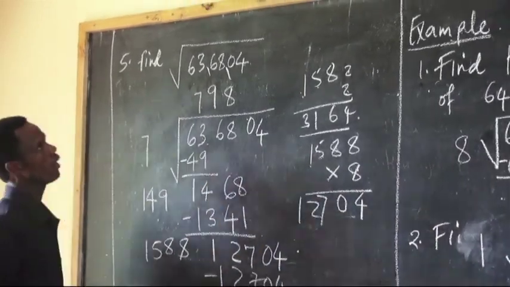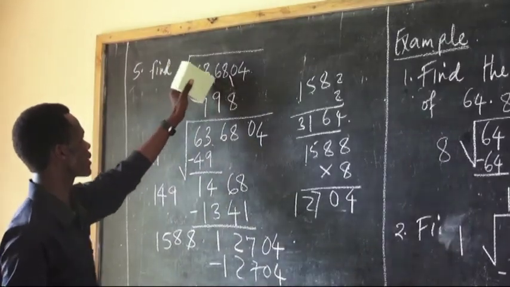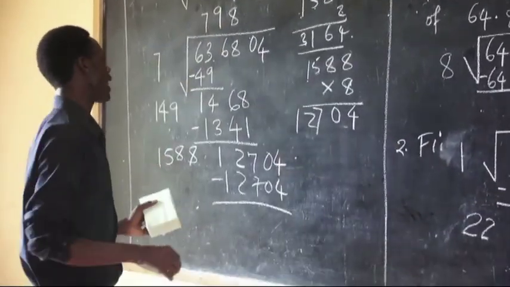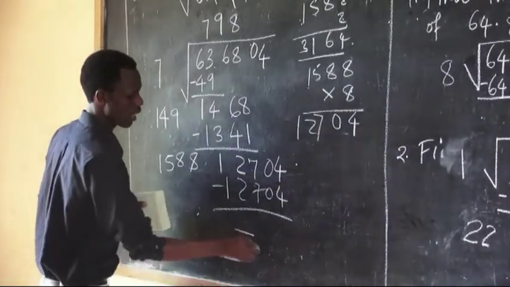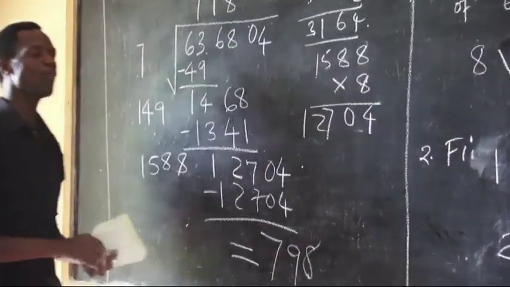Now, the square root of this number, 636,804, is equal to 798. So it is very important.